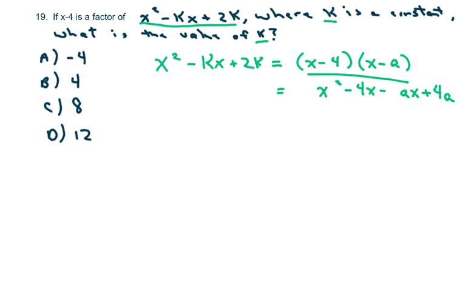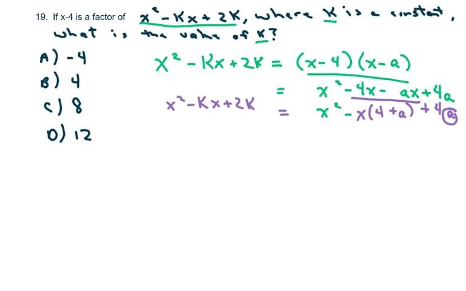and then which also can be written as x squared minus, and I'm going to factor out an x here, so it's minus x times 4 plus a, and then I have my plus 4a. So basically, remember this equals x squared minus kx plus 2k. So the two quadratics are equal only if 4a equals 2k.